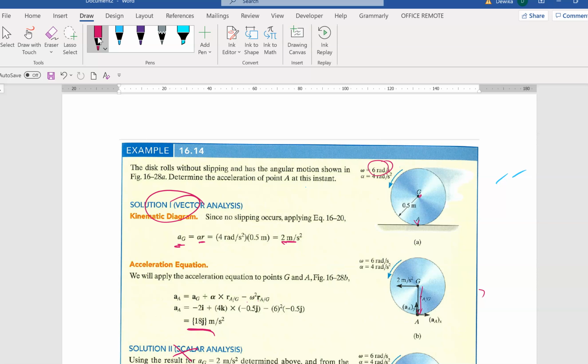So what does it mean at the end of the day? At point A, the acceleration is pointing upward, 18 units. 18j, positive j, means pointing upwards. So that's how it's found. If you have these kinds of equations, you have a velocity or acceleration at one point, and you can find it for the connecting point. That is the purpose of this chapter.